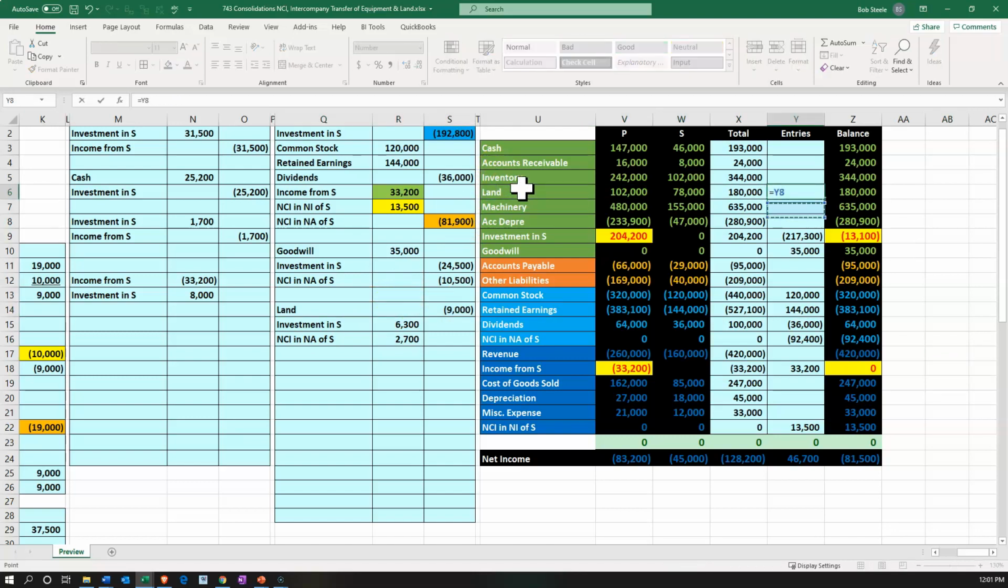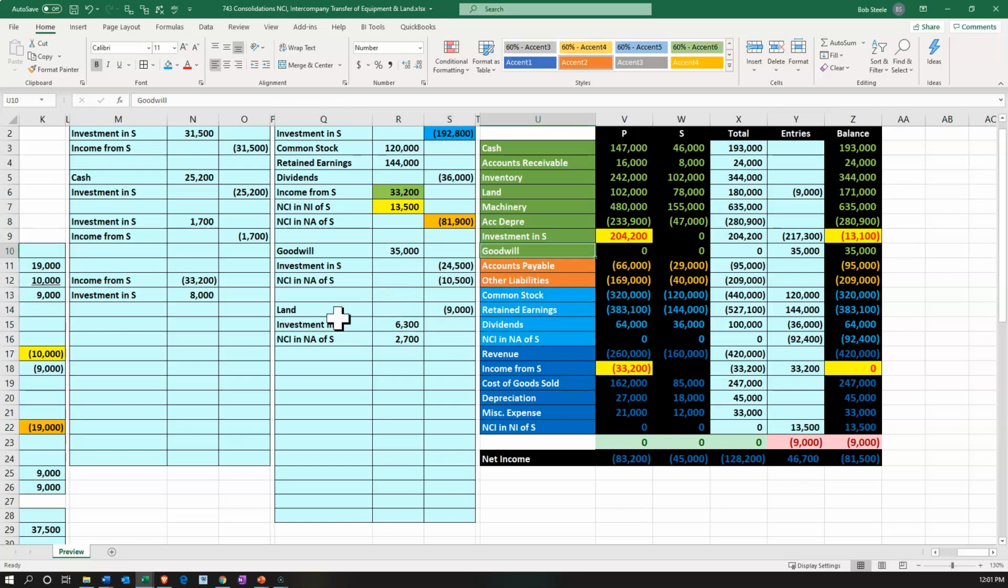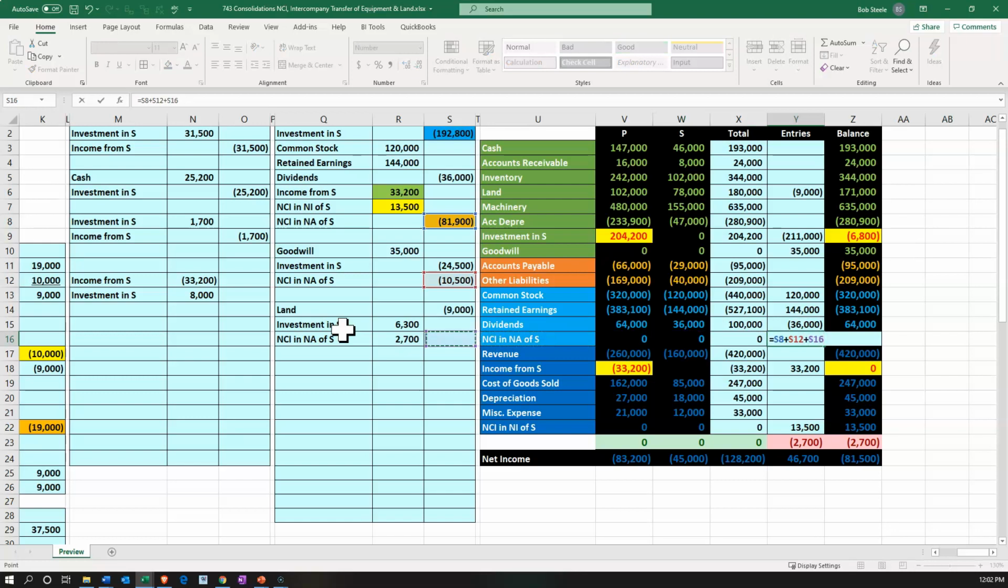Land is going to be decreasing by that 9,000 to get it back to where it should be before you made a sale to yourself. And then we've got the investment in S. Something's in it, so I'm going to say F2 plus F2. We're going to pick up that 6,300. Then we have the non-controlling interest in A. So that's going to be here. F2 plus F2. That's going to be the 2,700.